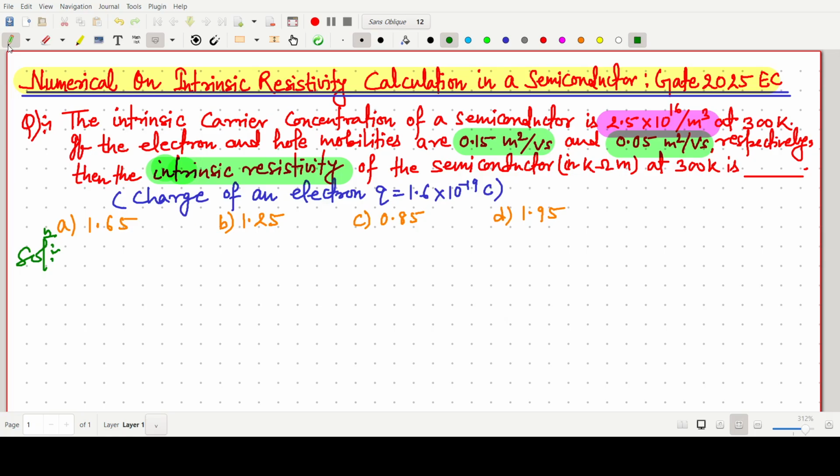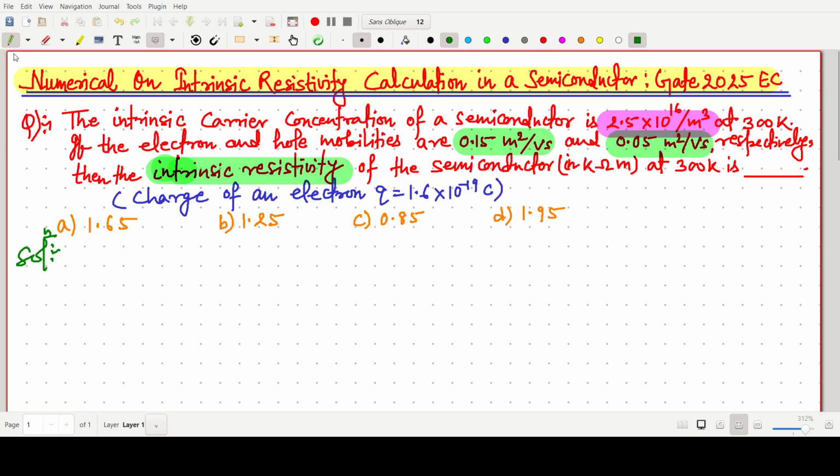As we know the intrinsic resistivity formula, I will share the theory behind the intrinsic resistivity calculation in the description. I have made a video on the relationship between the intrinsic resistivity, electron mobility, hole mobility, the density of electrons and holes, and current density. I will share the theory in the description.